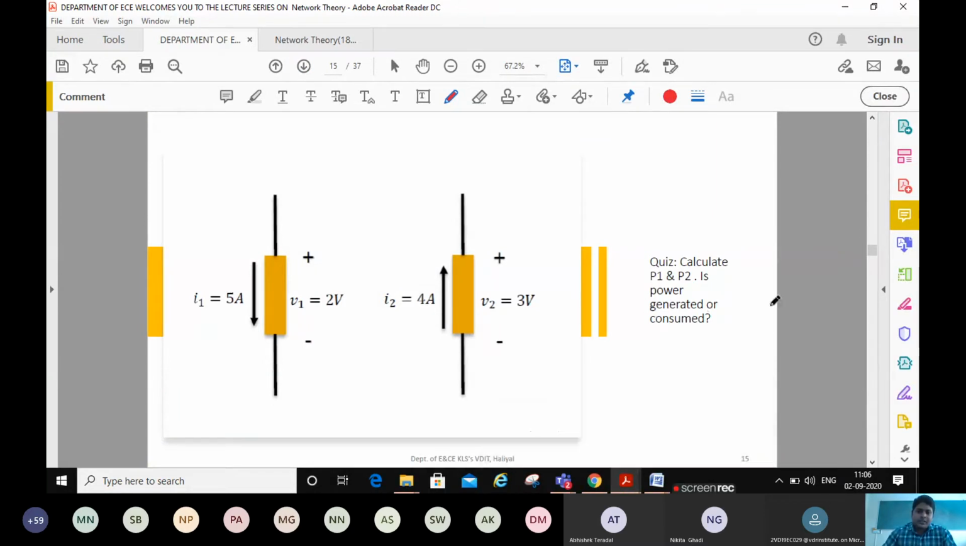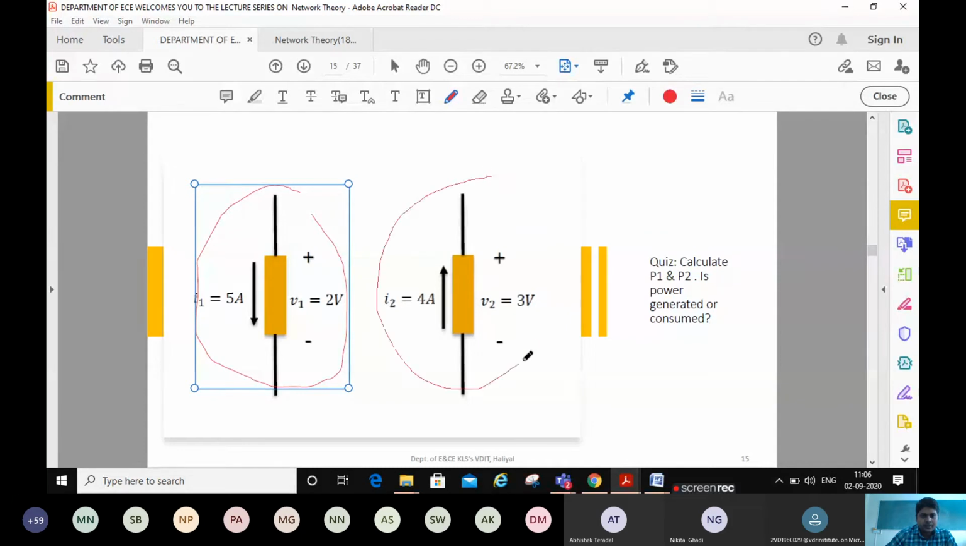Okay, so now if you check the first quiz here, what is given here? You need to calculate first P1 and P2. P1 and P2 means power across this one is P1 and power across this one is P2. Okay, and also we need to conclude whether power is generated or power is consumed. Okay, so can you try from your end? 1 minute.